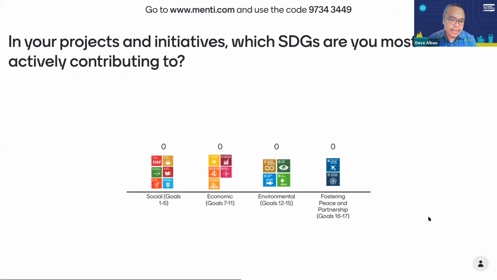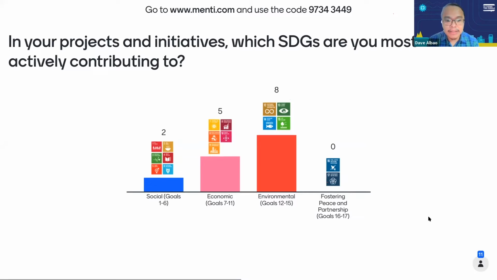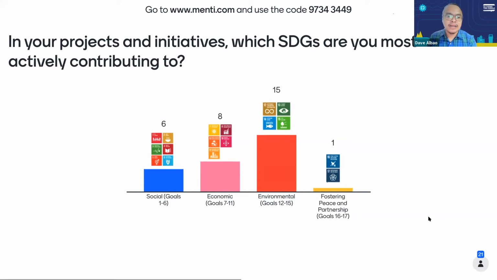They are grouped into 4 categories. There's social goals from SDGs 1, 2, 3, 4, 5, and 6, economic goals from 7 to 11, environmental goals from 12 to 15, and fostering peace and partnership for goals 16 and 17. A lot of you are working on environmental goals, 14 out of 21. And definitely, I think you can also check all of the categories of these goals. Thank you.